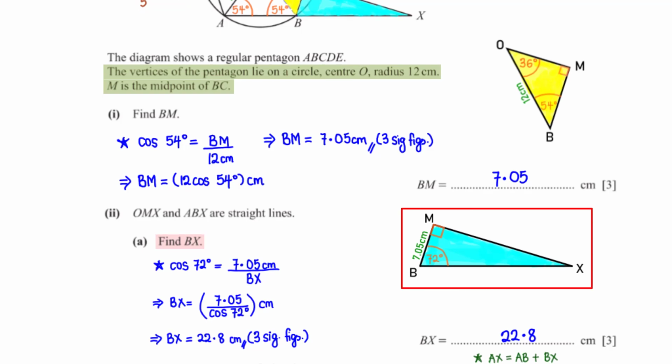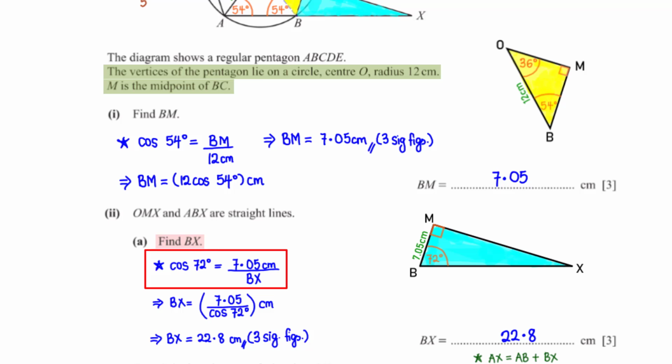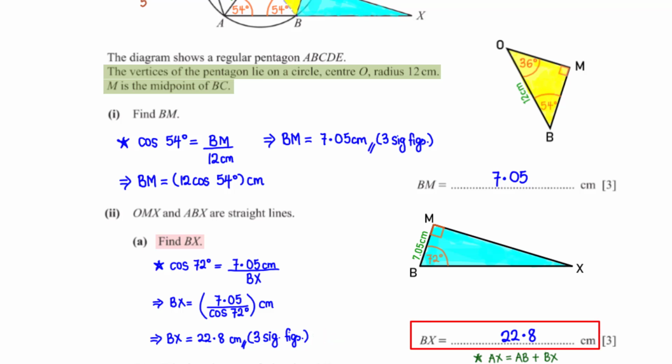Now we can find the length of BX using SOHCAHTOA. This gives us cos 72 degrees equals 7.05 centimeters divided by BX. When we make BX the subject, this is what we have. When we type this into the calculator, we get 22.8 centimeters rounded to 3 significant figures.